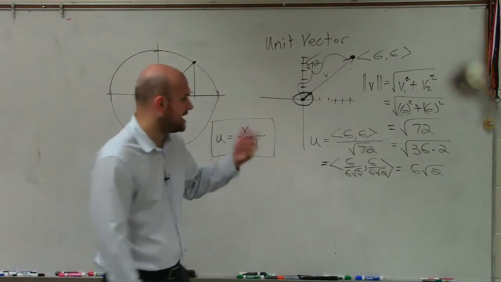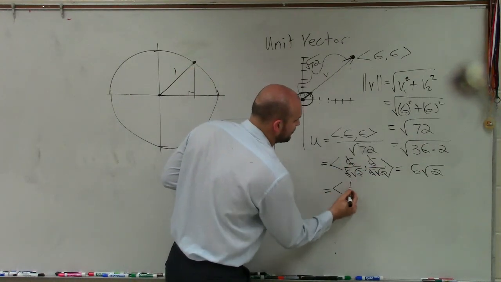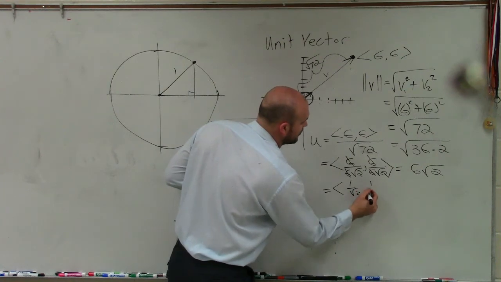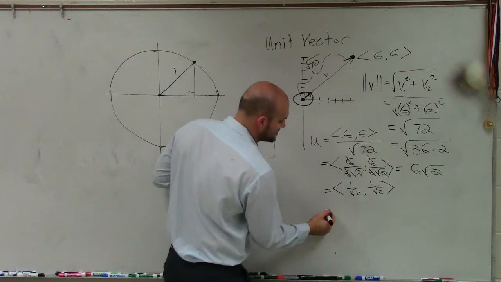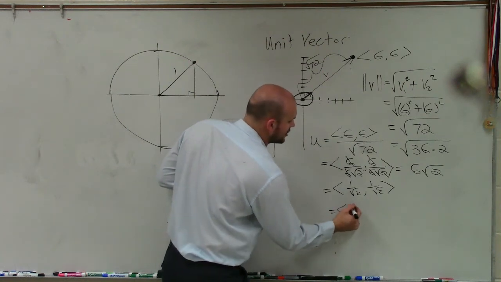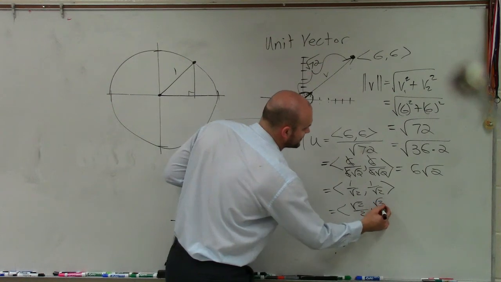All right, so now you can see we can divide those out. Now I'm left with 1 over the square root of 2, comma, 1 over the square root of 2. Then I can rationalize the denominator to simplify this. So my final unit vector is square root of 2 over 2, comma, square root of 2 over 2.